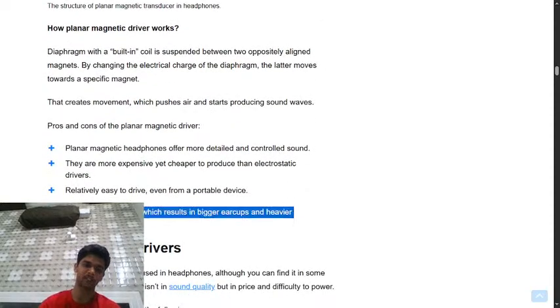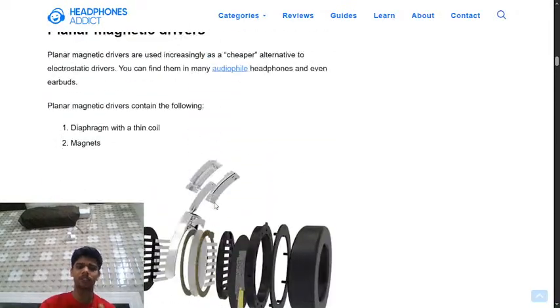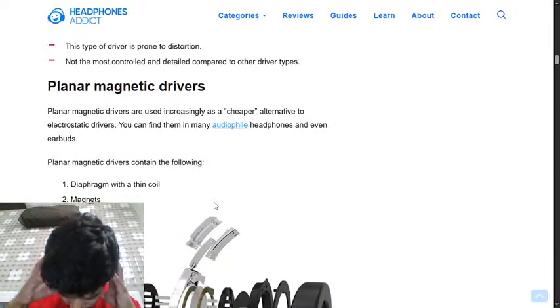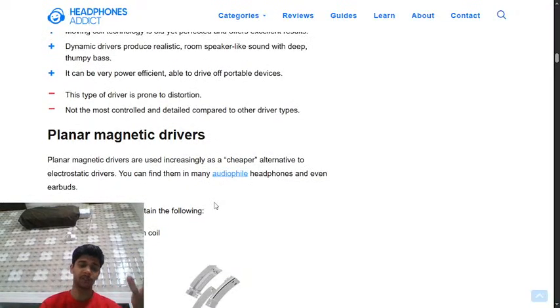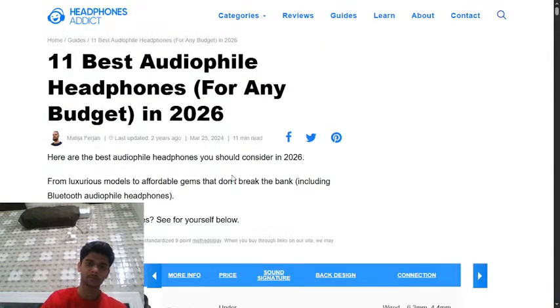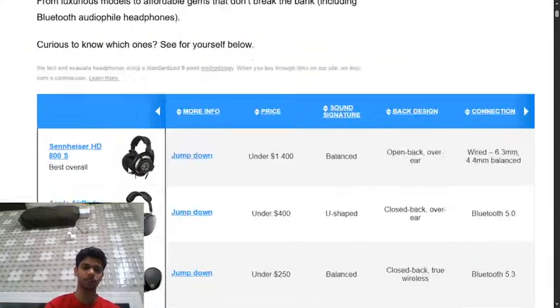Larger drivers in size, that's the biggest. Bigger ear cups you need, like the professional headphones, where the driver is planar magnetic. That's a good one, audiophile. I think these are the headphones that professional headphones use. That's great.